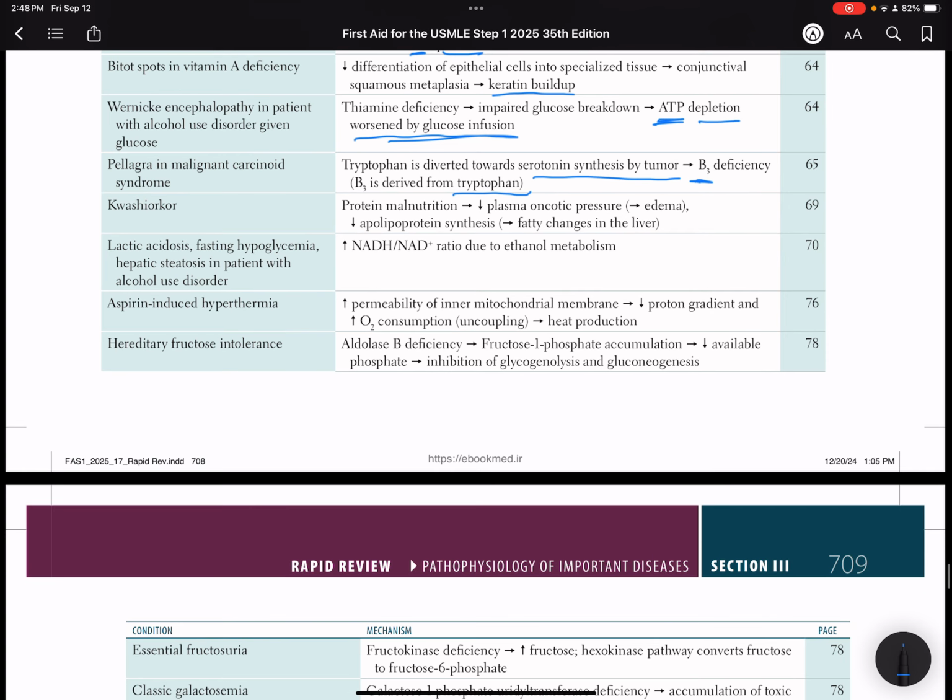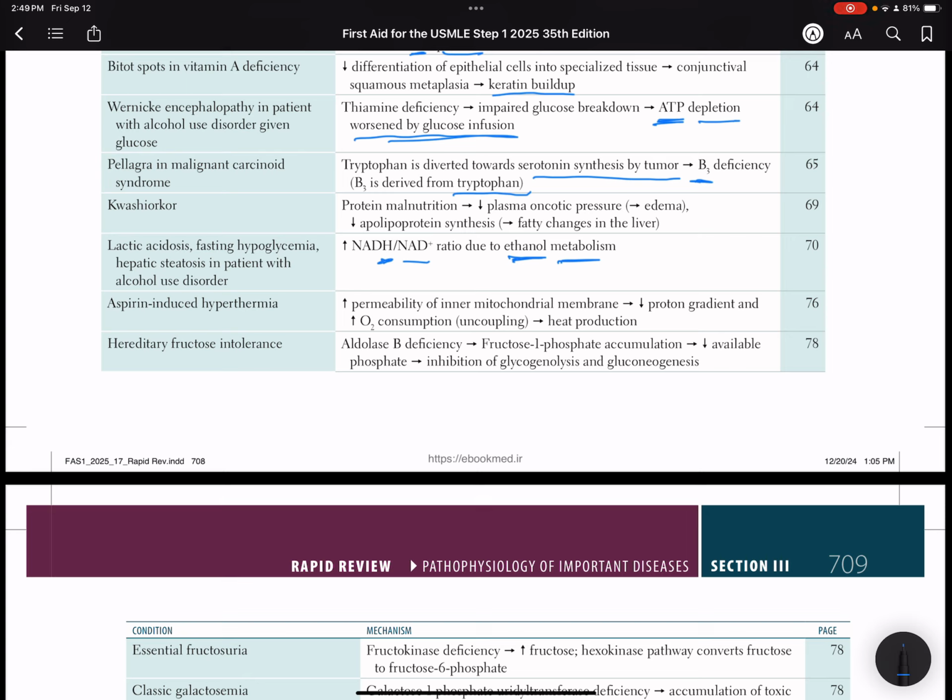What is lactic acidosis? Fasting hypoglycemia, hepatic steatosis in patients with alcohol use disorder. Lactic acidosis is caused by increased NADH/NAD plus ratio due to ethanol metabolism. When you have increased ratio of NADH/NAD plus due to ethanol metabolism, you see lactic acidosis. You also see fasting hypoglycemia, hepatic steatosis in patients with alcohol use disorder.